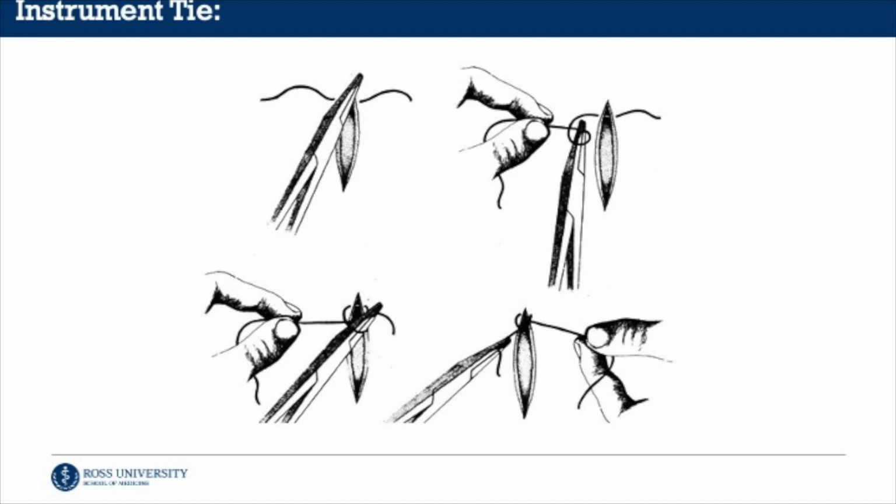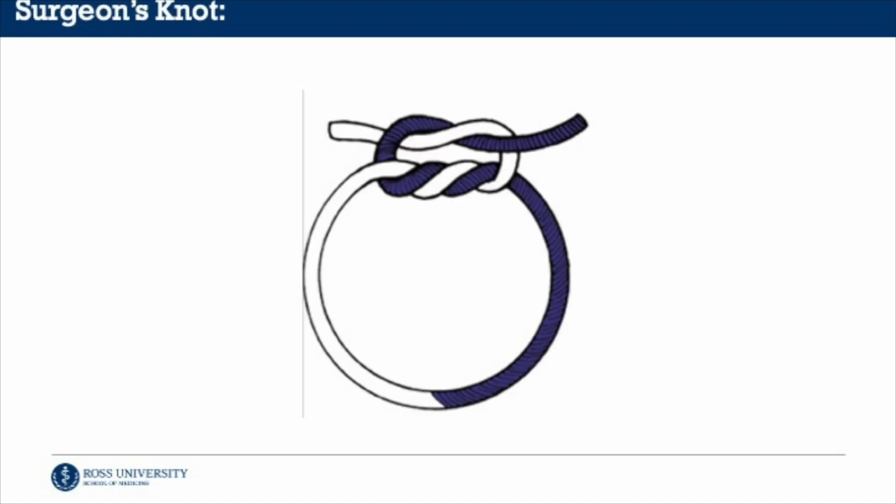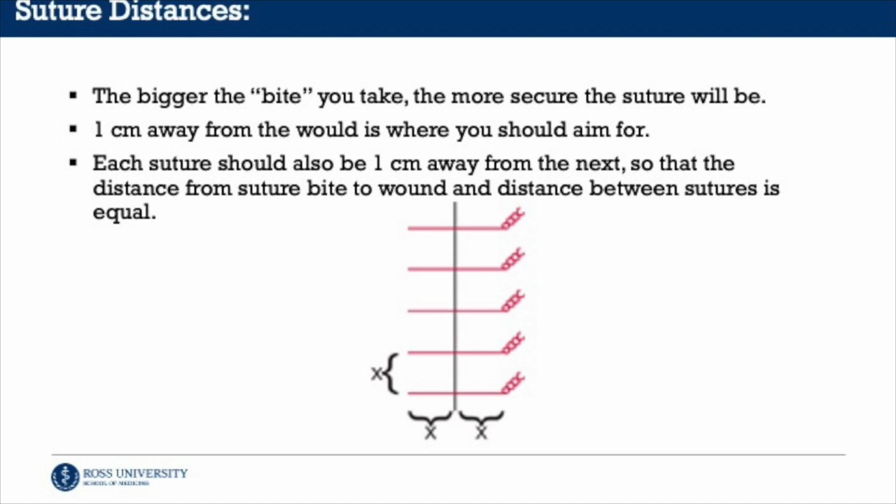An important tip to help with maneuvering the suture material: if you hold the needle driver further away from the wound and wrap the suture material around it, it will be easier to pick up the short end of the suture and prevents creating loops with the free end if you left it too long to begin with. Here on this slide, we have a picture of what a completed surgeon's knot would look like. Now let's talk about suture distances. The bigger the bite you take, the more secure the suture will be.